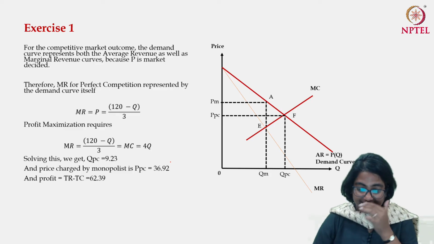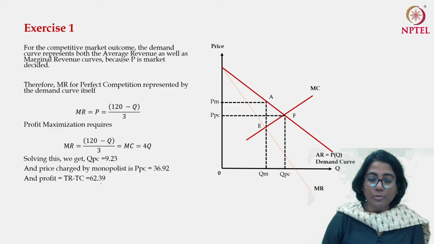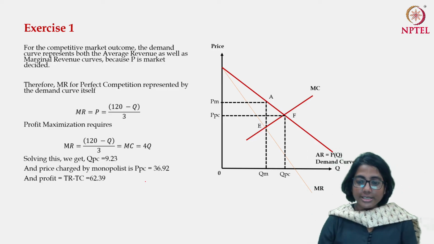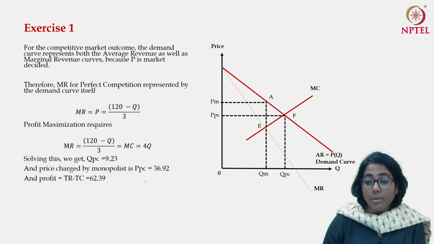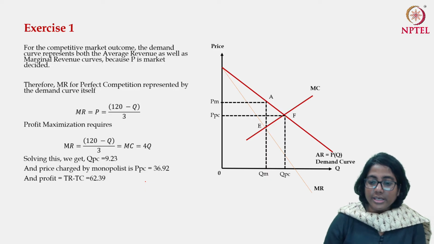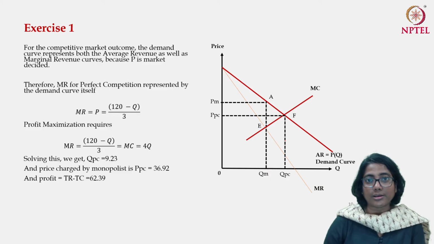Also, you can calculate the profit as total revenue minus total cost. Now what is interesting to observe is that if you compare the market outcome under monopoly as compared to perfect competition, under a perfectly competitive market structure, one tends to produce and supply more and charge less, right? So the price is lower and the quantity produced and supplied is higher in case of a perfectly competitive market structure.